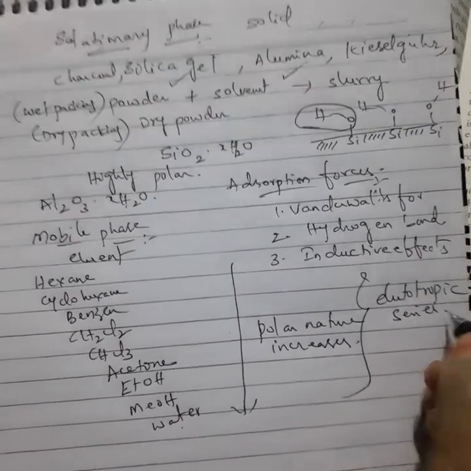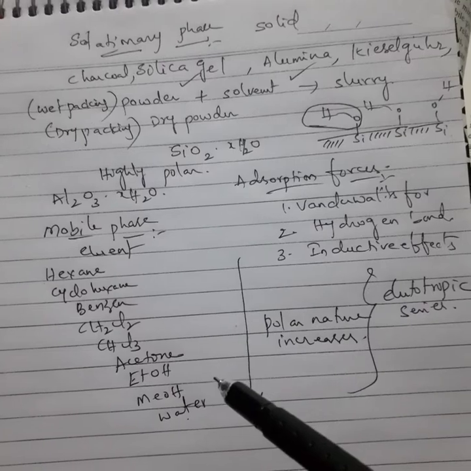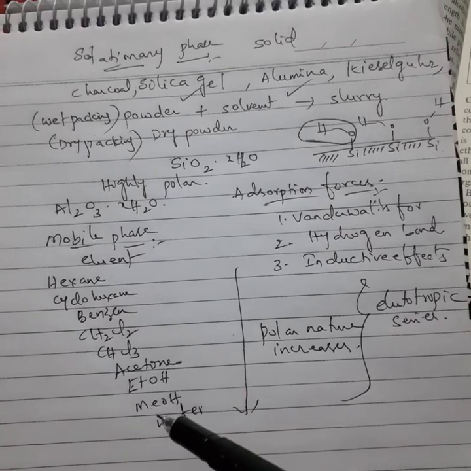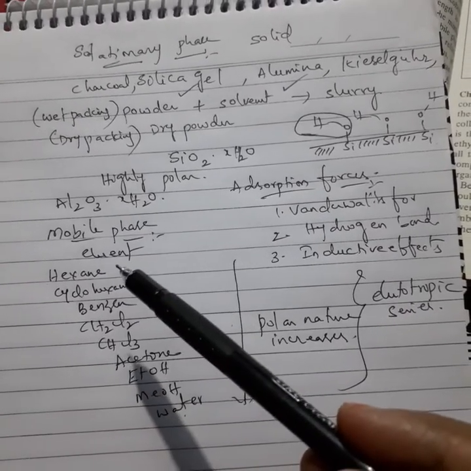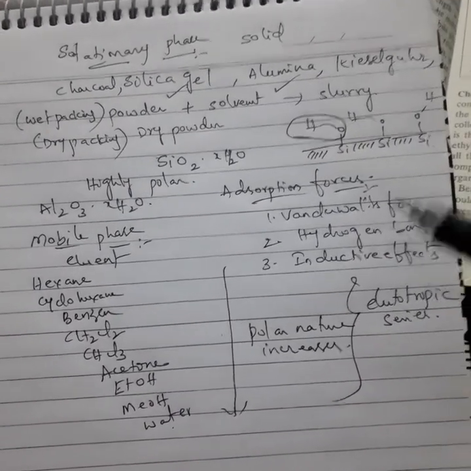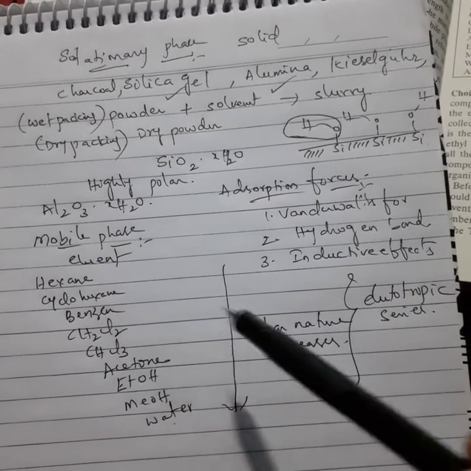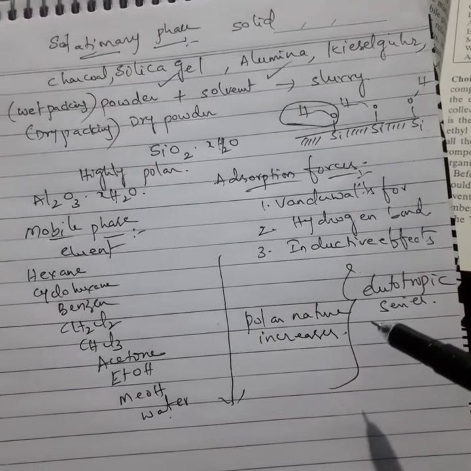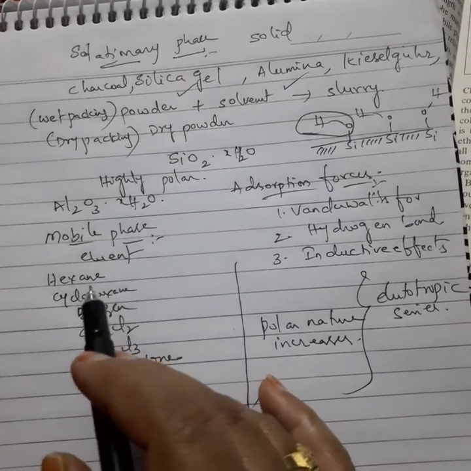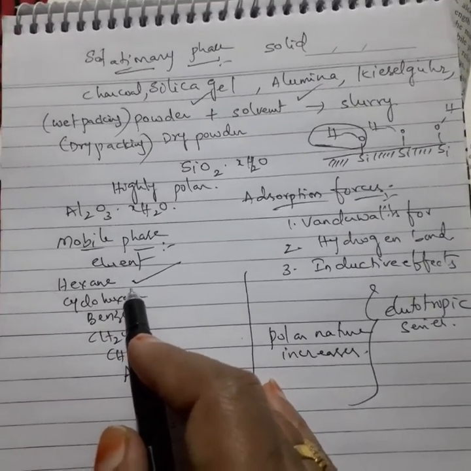Eluotropic series means these solvents that we use as a mobile phase in column chromatography are arranged in a particular table depending upon their polar nature. Among these, hexane is non-polar, and when you come from top to down its polar nature increases. So the mobile phase we are using is called eluent, and the arrangement of these depending upon their polar nature is called the eluotropic series. Generally in column chromatography, for the selection of solvent, that is the mobile phase, you first need to prefer a non-polar solvent.